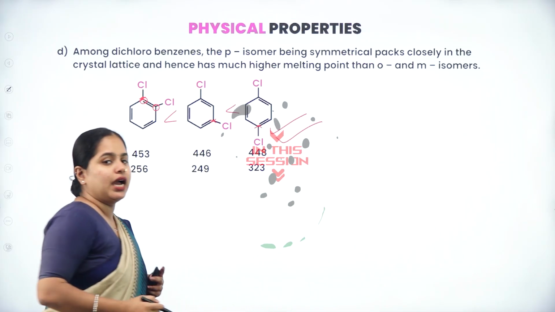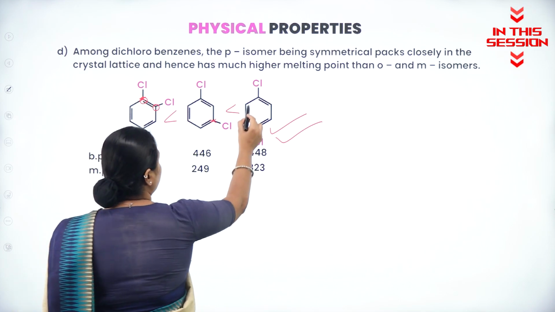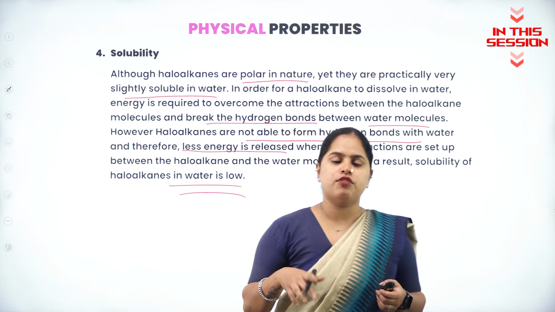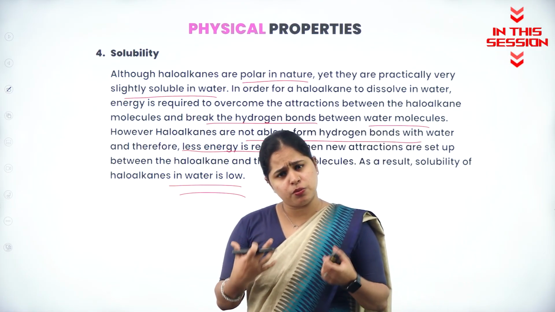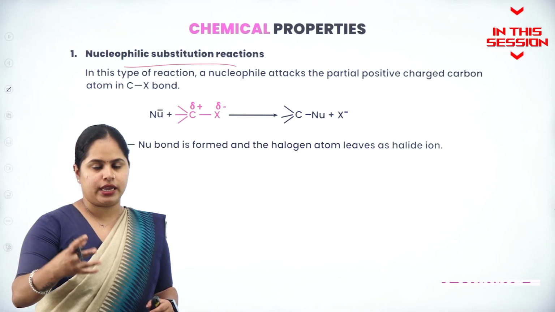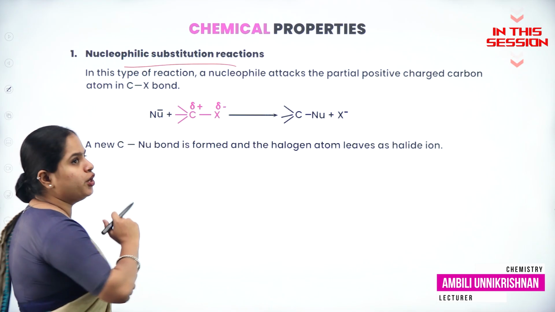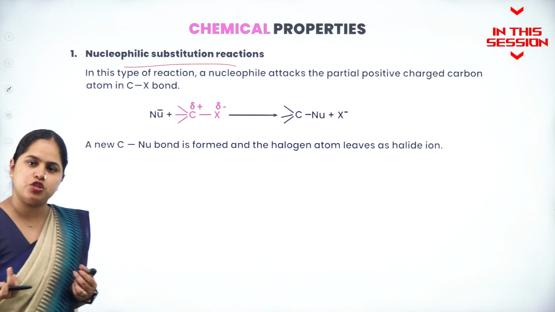Isomer will have the highest melting and boiling point because it is symmetric. As you can see, one chlorine atom is here, another chlorine atom is in the opposite. So it is symmetric. Any molecule or compound, if it has to be soluble in water, has to form hydrogen bonds with water. In the haloalkane, the halogen atom will be substituted by a nucleophile. So such reactions are called nucleophilic substitution reactions.